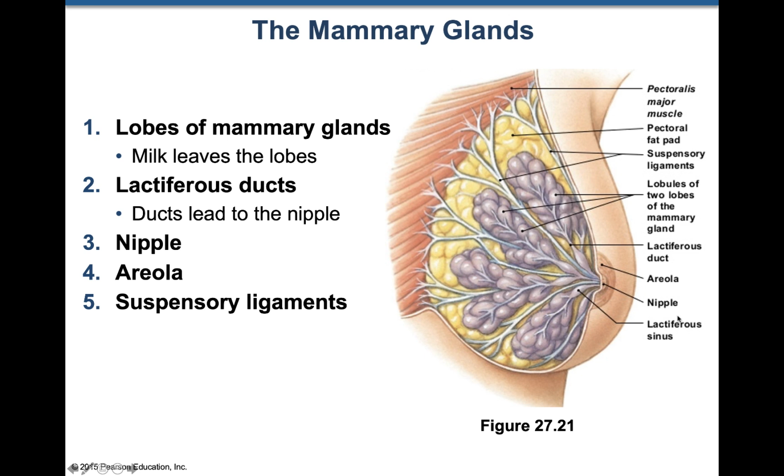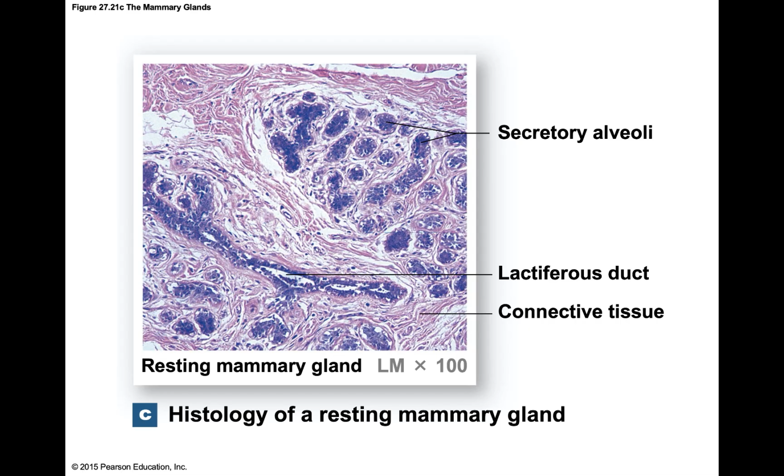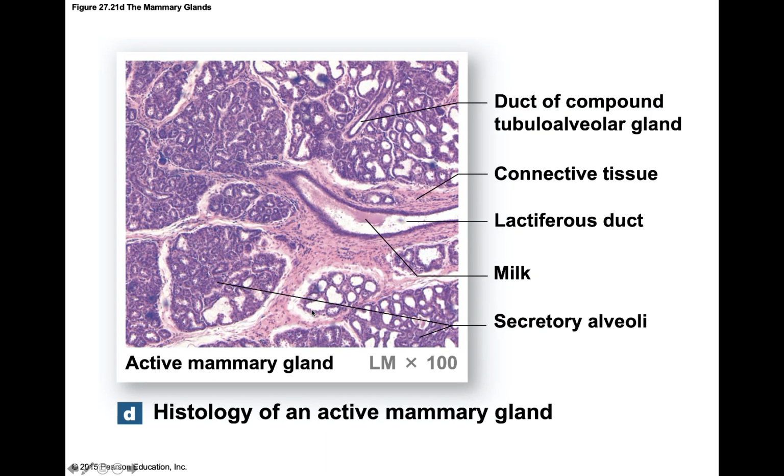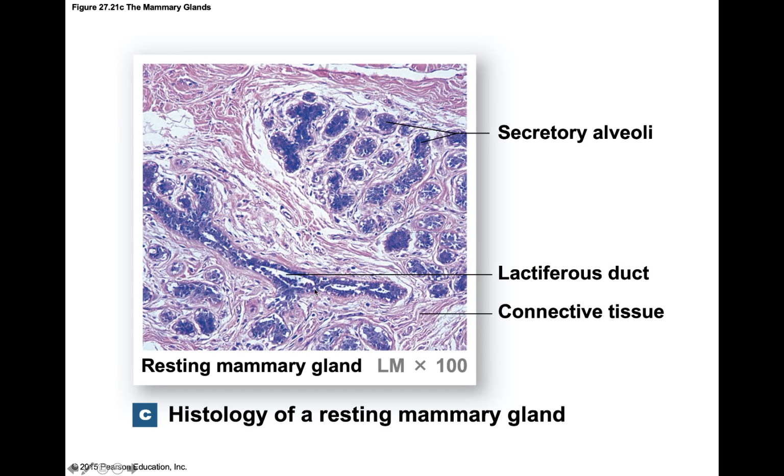And this is called the lactiferous sinus. And that's going to go into the nipple and the areolar region. And there are some suspensory ligaments there as well that are holding the glands in place. This is under the microscope, so you can look at the size of the lactiferous duct on this. So this is a resting mammary gland, and then we have an active mammary gland, and look at the size of the lactiferous duct for this one. It's bigger compared to this here.